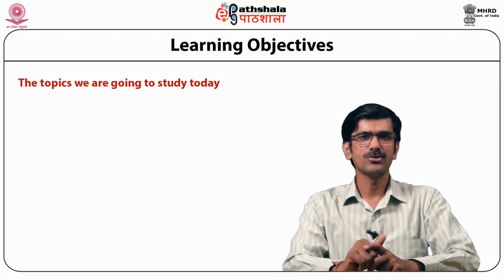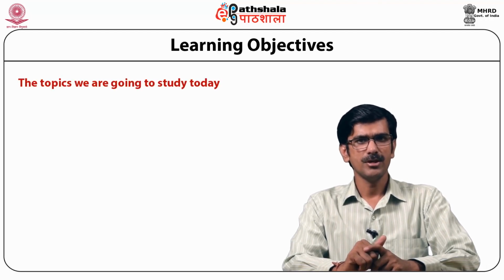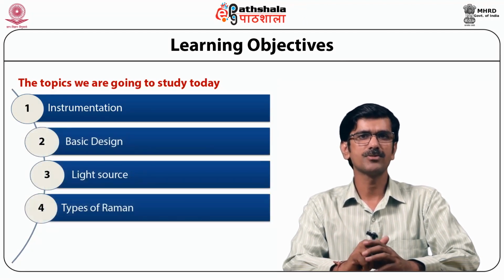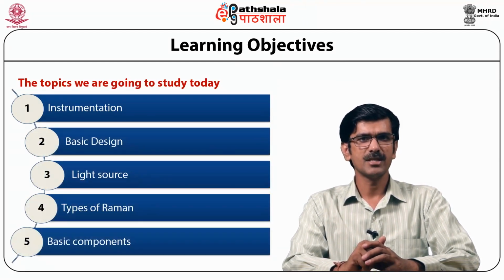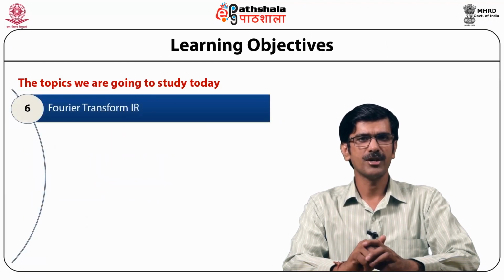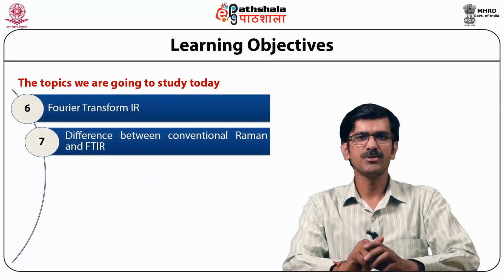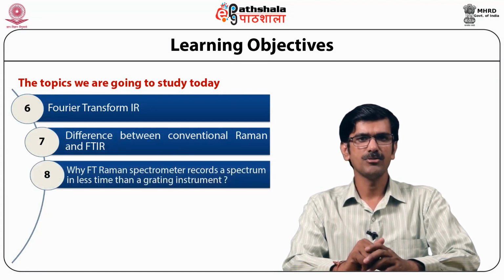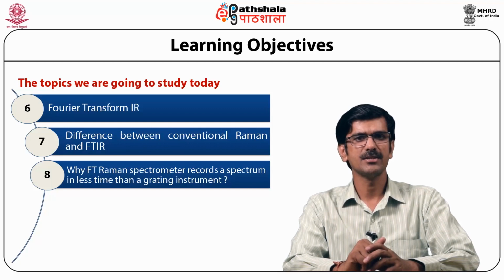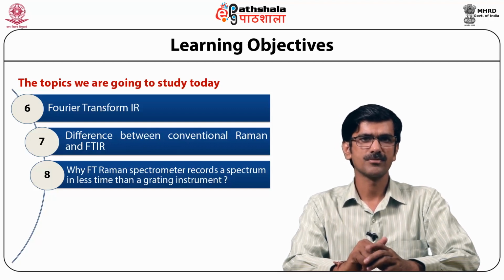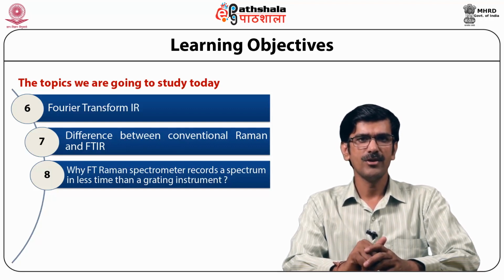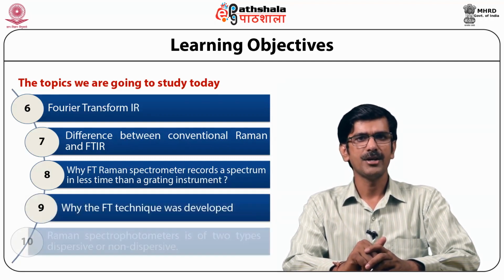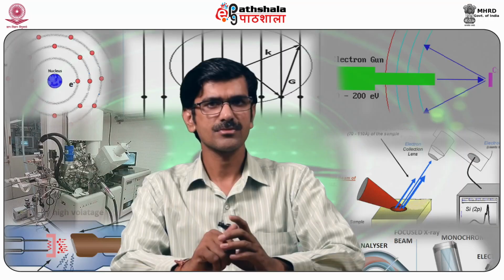The topics that we are going to discuss in this presentation: the instrumentation, basic design, light source, type of Raman spectrometer, basic components, FTIR, Fourier transform IR, difference between conventional Raman and FTIR spectrometer, why FT Raman spectrometer records a spectrum in less time than a grating instrument. Other than this, we will discuss why the FT technique was developed and types of Raman spectrometers.